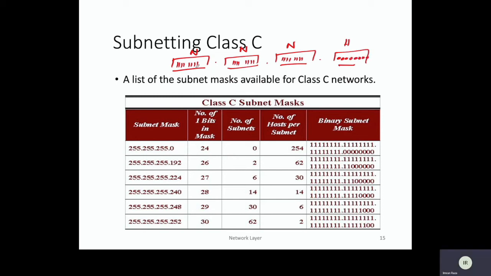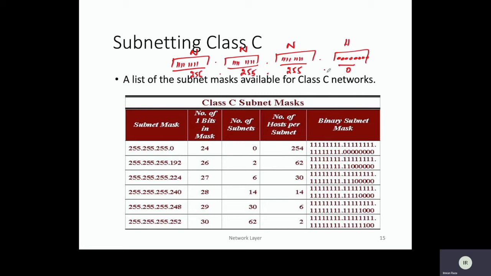So what will the value be? We know that its value is 255.255.255.0. So this is the default arrangement, the default subnet mask of class C. How many bits are 1, or used for masking? 3 octets, 1, 2, 3, that is 24 bits.